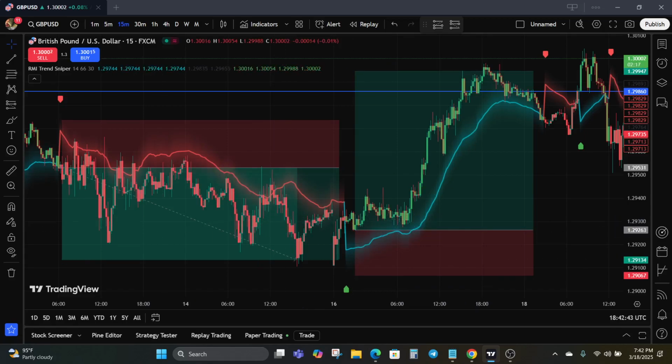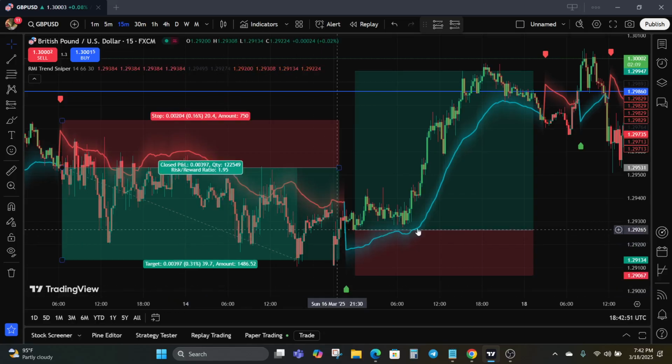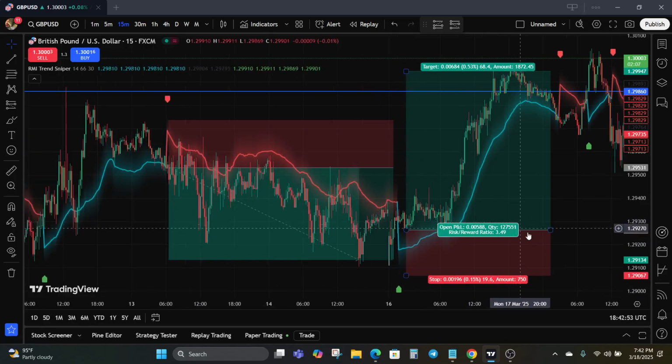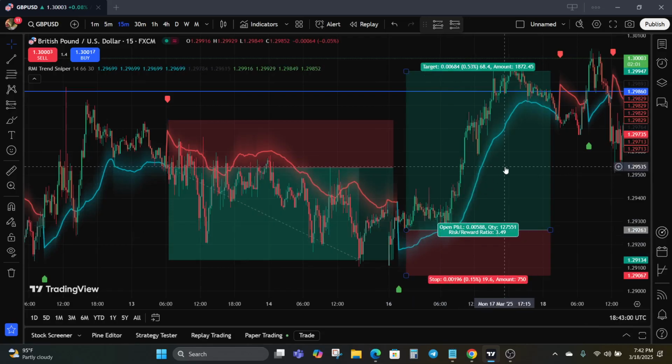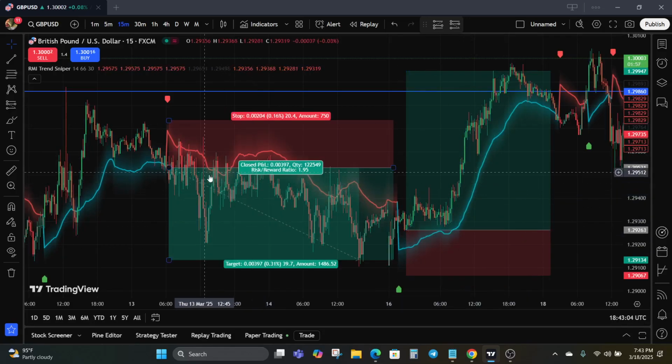Now let us talk about what I will call the key characteristics of this indicator. One is that it can help you to confirm trend. You can see I just showed you two examples now, one example for a buy trade, and another example for a sell trade.